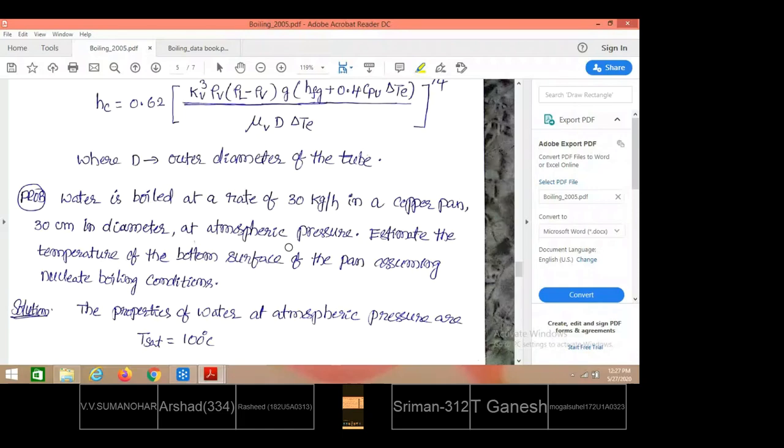100 degrees centigrade. If other than 1 atmospheric pressure is acting, the saturation temperature also changes. When more pressure is acting on the liquid surface, a higher saturation temperature is expected. When lesser pressure is acting, a lesser saturation temperature is expected. Then estimate the temperature at the bottom of the surface, that is Ts, assuming nucleate boiling conditions are happening.